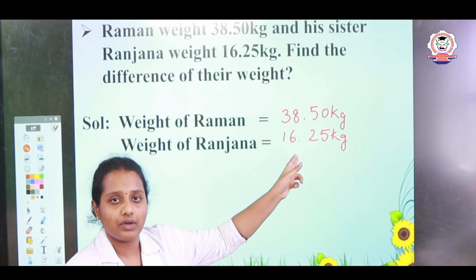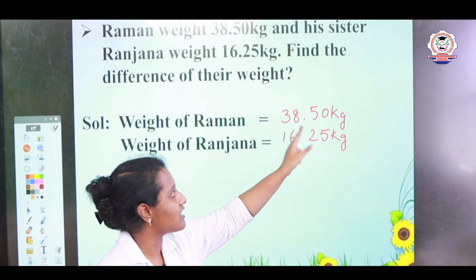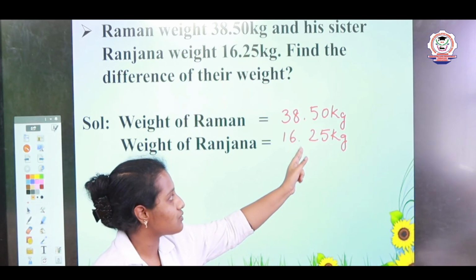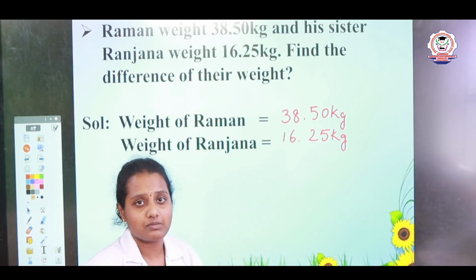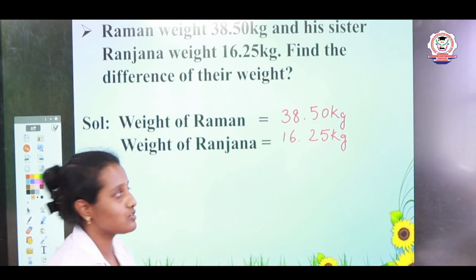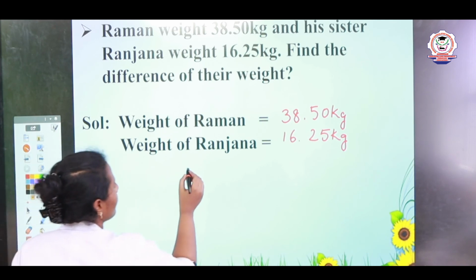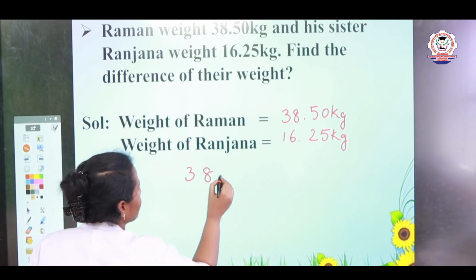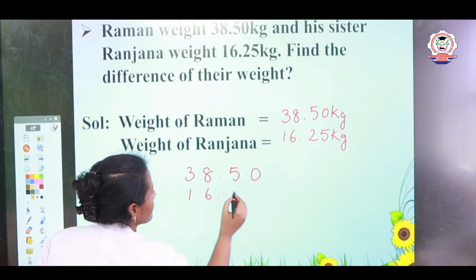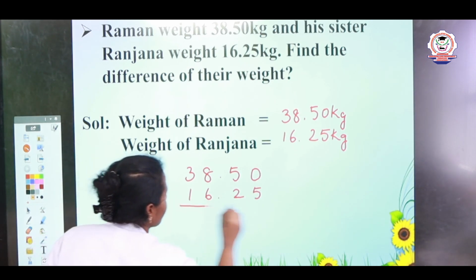Now see there, my dear children, the first step for the subtraction of decimals is we want to check the given digits, whether they are like decimals or unlike decimals. Yes, my dear children, after the decimal point, they have tens and hundredths place in the first one, and Ranjana's weight also has tens and hundredths place. So both are in the same decimal place value. So it is only like decimals. So we will directly subtract the given digits. Now we are going to subtract 38.50 and 16.25.